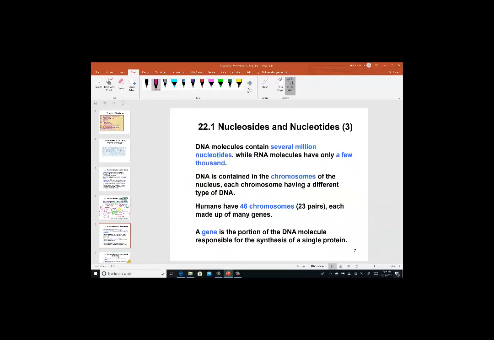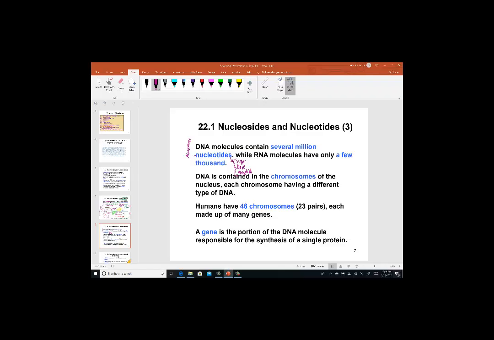It says that DNA molecules contain millions and millions of nucleotides. Nucleotides are the monomers, right? The repeating pattern, the monomers. Nucleotides contain 3 parts, right? The sugar, the base, and the phosphate. Those are the 3 components of our nucleotides. RNA molecules have a few thousand, so those are smaller molecules. Even though those are quite large, they're not as large as DNA.